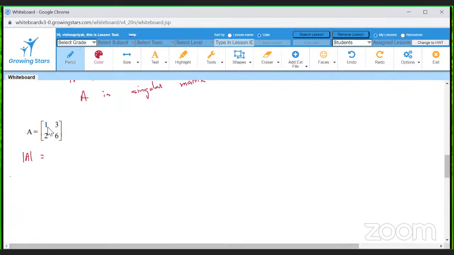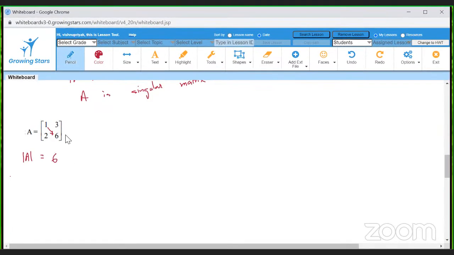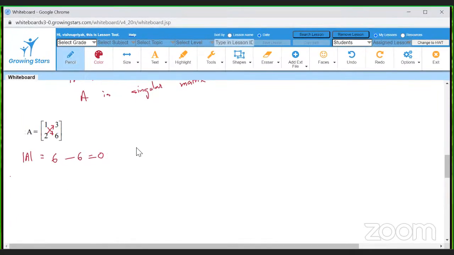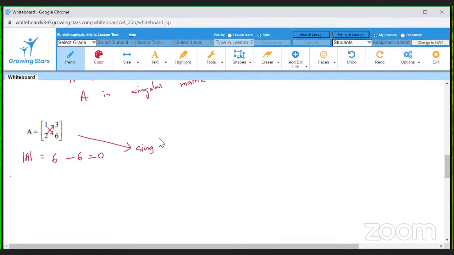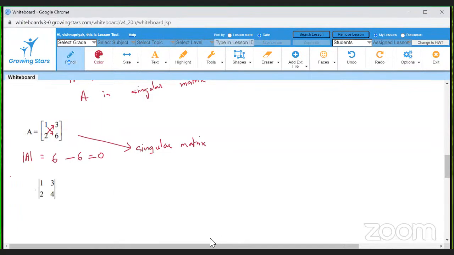What happened? You have to multiply 1 and 6. 1 into 6 minus 2 into 3. It is 0. So this is a singular matrix. Okay, I'll give you the next question. Find the determinant of this.